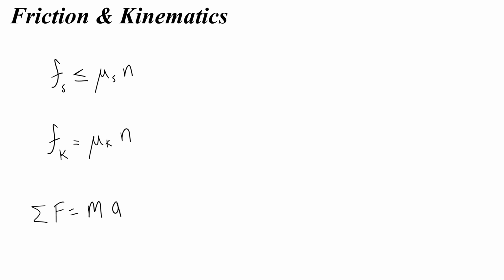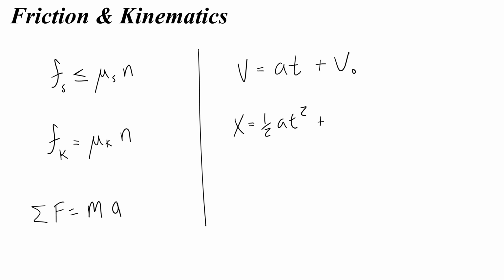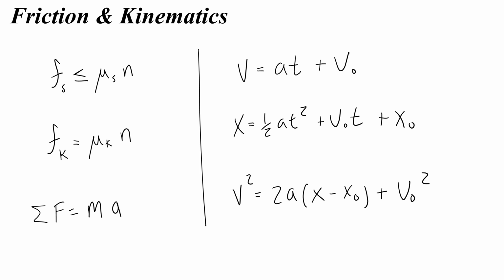Now, the motion equations that have acceleration in them are v equals at plus v naught, x equals 1/2 at squared plus v naught t plus x naught, which of course you could use for y, and then v squared equals 2a delta x, which you might prefer to write as v squared equals 2a times (x minus x naught) plus v naught squared. So somewhere in your paper, write these equations very, very big so that you can go back to them and use them to solve various friction problems where something is accelerating, meaning speeding up or slowing down. Let's do a couple of examples.